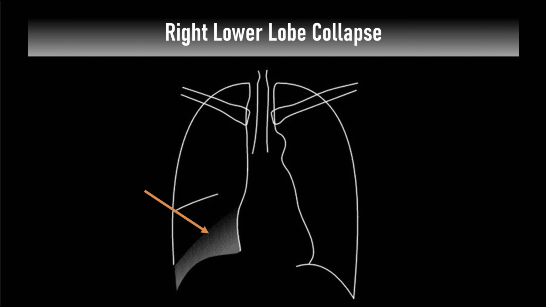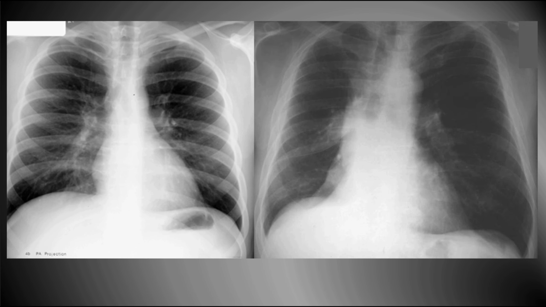This is the area that we are interested in on chest X-ray. You will see a haziness abutting the diaphragm. This is a before and after shot. The area that is collapsed is under the triangle.